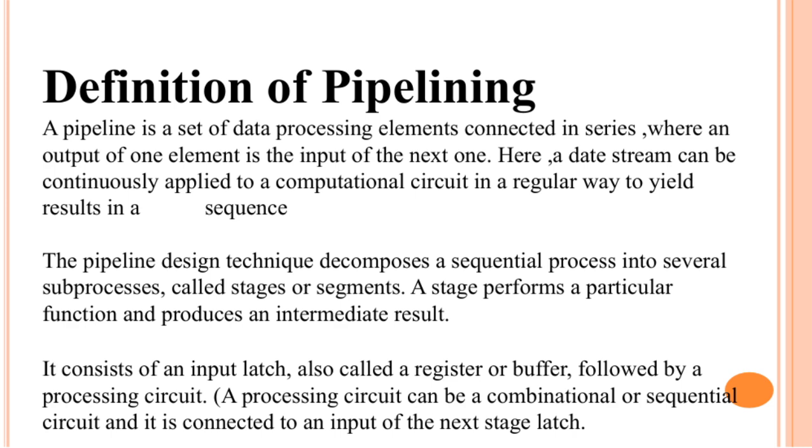The key idea behind pipeline design is breaking down a complex sequential process into smaller, manageable parts called stages or segments. Each stage has a specific function and generates an intermediate result before passing it along. Typically, each stage includes an input latch, sometimes called a register or buffer, that temporarily holds data. This latch is connected to a processing circuit, which can be either combinational or sequential. The output of this processing circuit then feeds into the next stage's input latch, creating a smooth, step-by-step flow of data through the pipeline. This structure allows us to improve the throughput and overall performance of data processing systems.